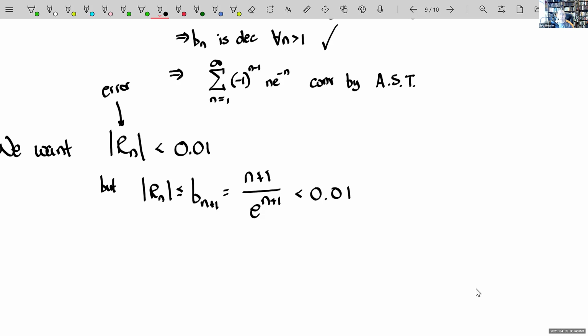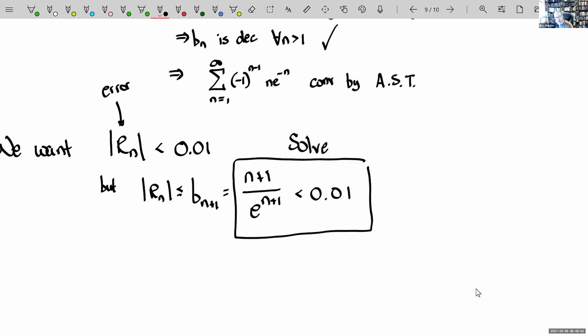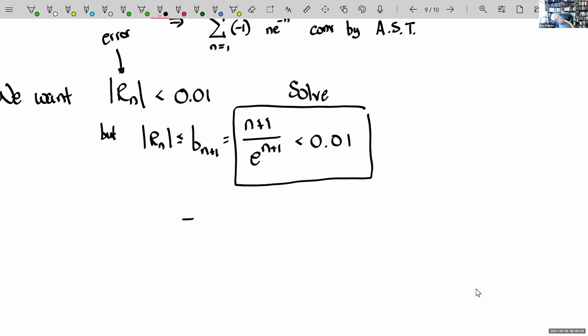Now, to be honest with you, you cannot solve this without using technology. So I'm just going to showcase how I would solve it. I would say I need n plus 1 to be less than 1/100th times e to the n plus 1. Or in other words, I need 1/100th times e to the n plus 1 minus n minus 1 to be positive.